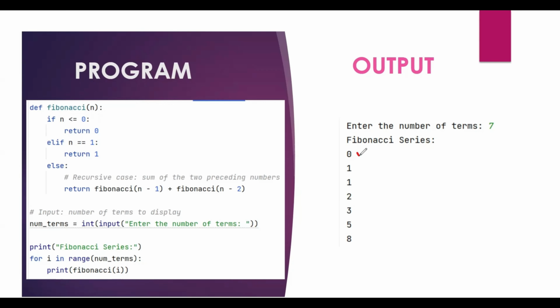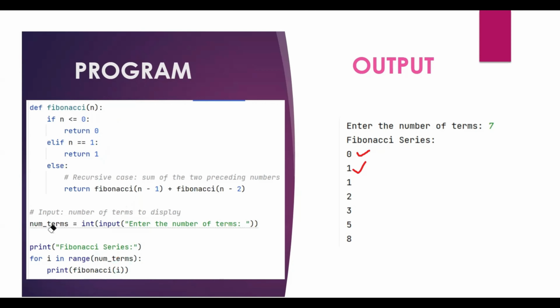Clear? Now automatically i will be increased to 1. So here it will be print Fibonacci of 1. We are going up here again. So n less than or equal to 0 is wrong. So elif n equal to 1 is true. So we are returning 1, which means that 1 will be returned here, which will be directly printed here.